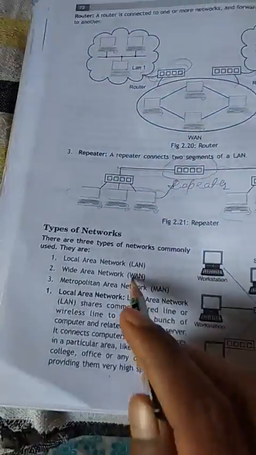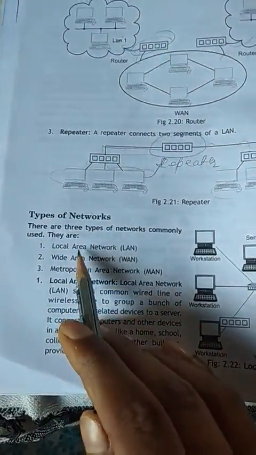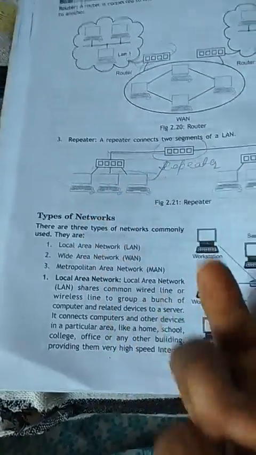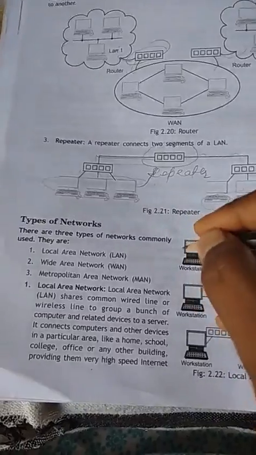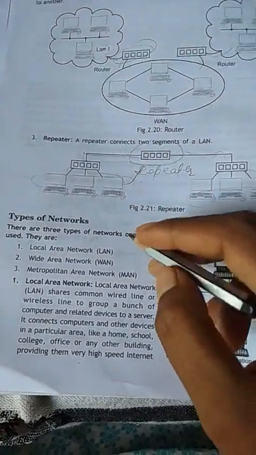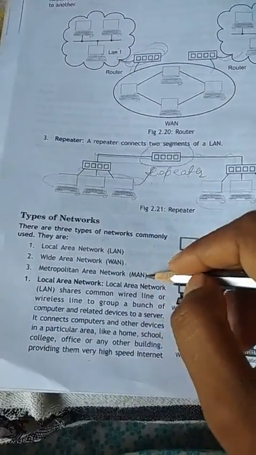Now third is types of network. What are the types of network? There are three types of network, as we know, and we have to study them in this chapter: LAN, WAN, MAN. What is LAN?